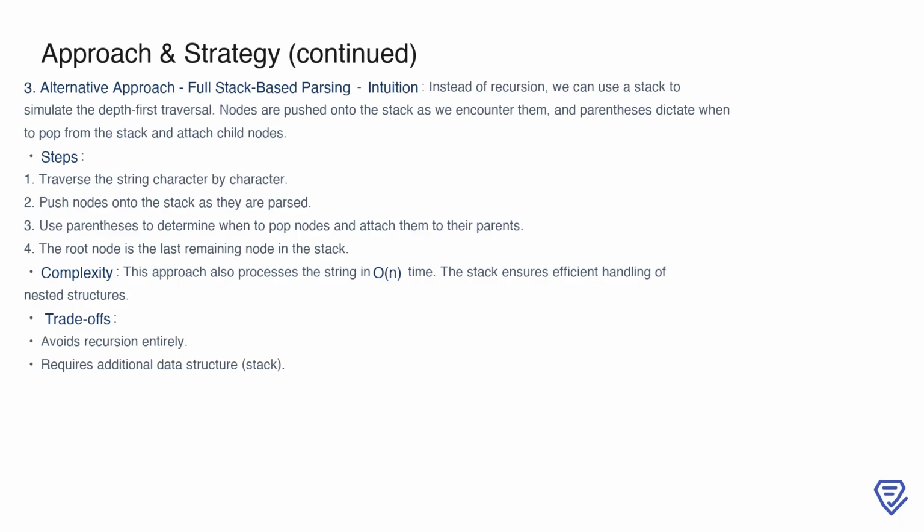With this method, we traverse the string one character at a time. As we parse numeric values, we create nodes and push them onto the stack. Parentheses then serve as signals for when to pop nodes from the stack and attach them as children to the appropriate parent node. The traversal continues until the entire tree is constructed, with the root node being the last remaining node in the stack. This method is efficient, processing the string in O(n) time, and it avoids the recursion overhead completely. However, it comes with its own trade-offs.